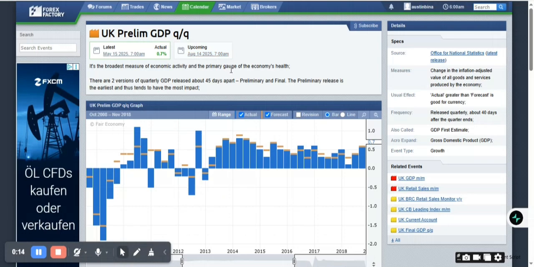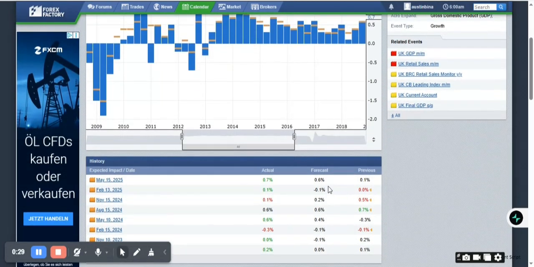Starting from GBP itself, we can see that the last GDP that was released, which is for the first quarter of 2025, came out very positive, and it actually grew from where it was previously, which is 0.1%, to 0.7%. And this is really very good for GBP, right? This is the strongest quarter in a year and the highest growth among G7 nations, right?